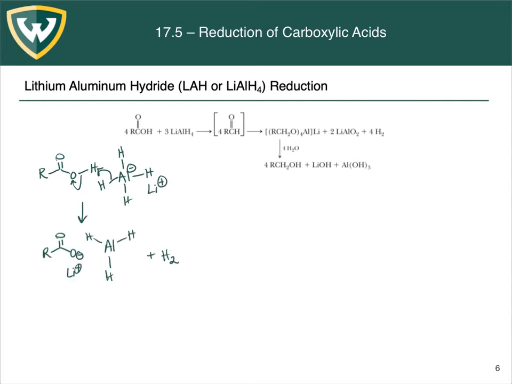From here, the alane can go on to deliver hydride to the carboxylic acid's carbonyl carbon, or the carboxylate's carbonyl carbon. This intermediate will lead to the reformation of a carbonyl to give an aldehyde, and then another H- will be delivered.